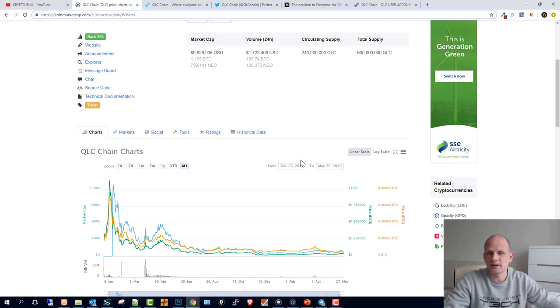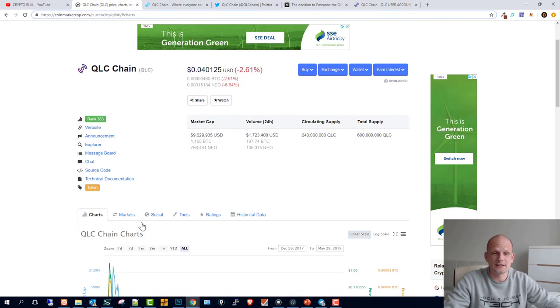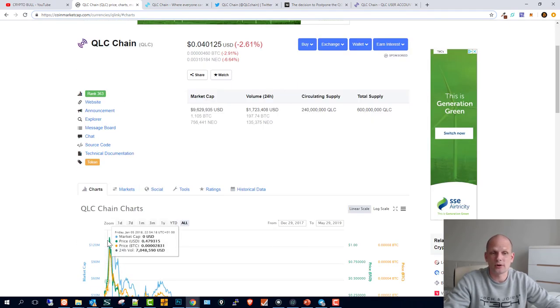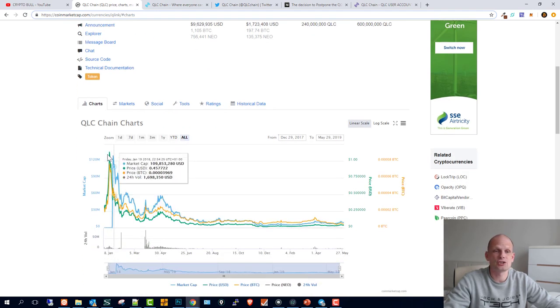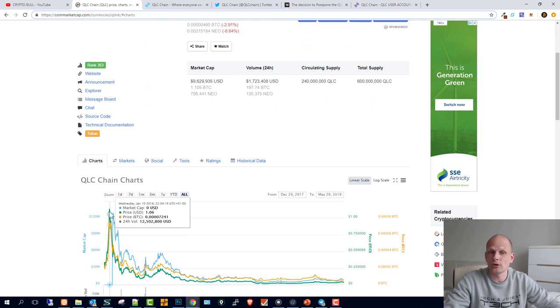If we go here in charts, you can see that on CoinMarketCap it was listed on 29th of December 2017, and currently we are in May 29th 2019, and this coin is only 4 cents, but previously this coin has already reached over $1. It has reached $1.14, so currently it is very cheap. But when this coin reached $1.14, it still didn't have a delegated proof of stake and people were not able to make money.